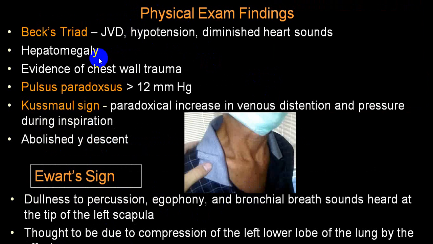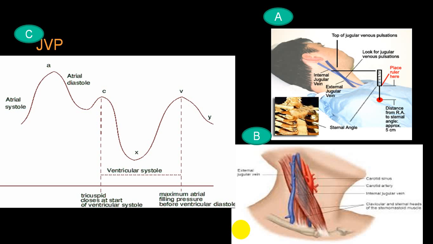You will have hepatomegaly, pulsus paradoxus, and Kussmaul sign may be present, which means a paradoxical increase in jugular venous pressure during deep inspiration, and there will be absence of Y descent. Ewart sign: we have already told you that on percussion, you will have a dull note on the left side posteriorly below the scapula. You will have bronchial breathing with egophony, which is characteristically described as Ewart sign, and this is because of compression of the left lower lobe because of massive pericardial effusion leading to cardiac tamponade.